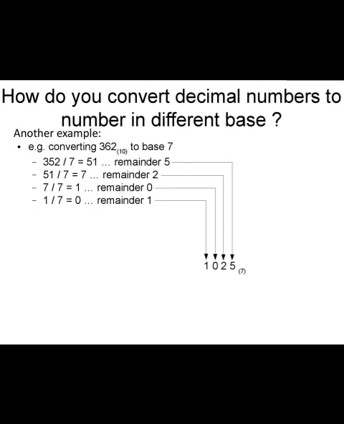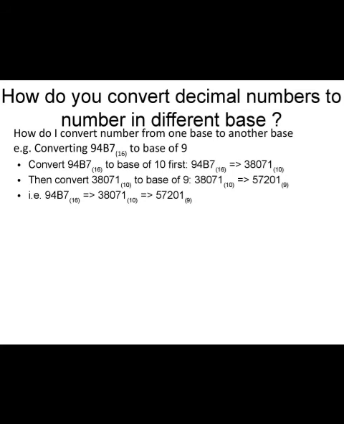Here is another example. In this example, I'm trying to convert a decimal number 362 into the base of 7. By successively dividing 362 by 7, I have remainders forming 1025. So the decimal number 362 is equivalent to the number in the base of 7 of 1025.